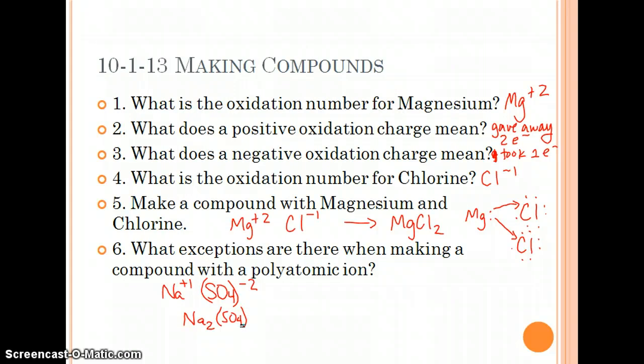Maybe we have another one like aluminum sulfate. Aluminum is a +3. SO4 is a -2. You can put parentheses around it again just to make sure you don't mess that up. It'd be Al2(SO4)3. So there's 3 SO4s that are involved in that particular bond.